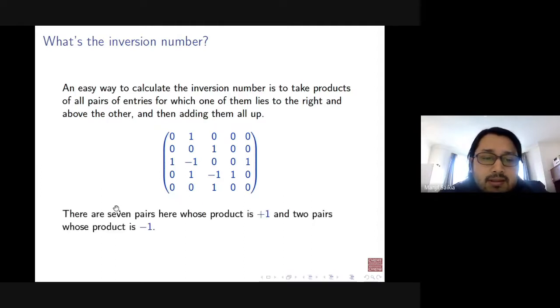If you do this technique here, then you will see that there are 7 pairs whose product is +1 and 2 pairs whose product is -1. And then you just add them up. So this will be 7 minus 2, and the inversion number would be 5 in this case. This is not important for the rest of the talk, but just to be self-contained, I just mentioned this.